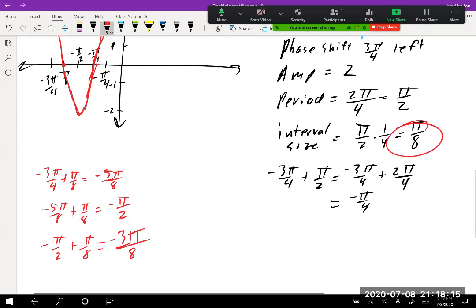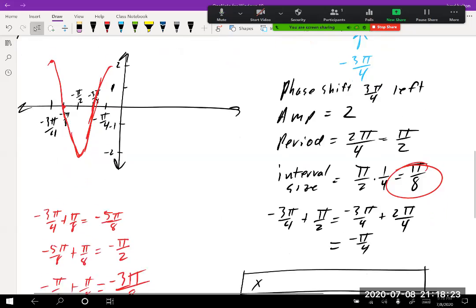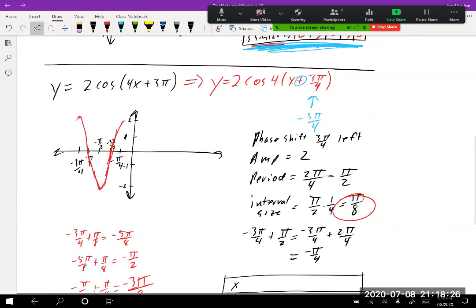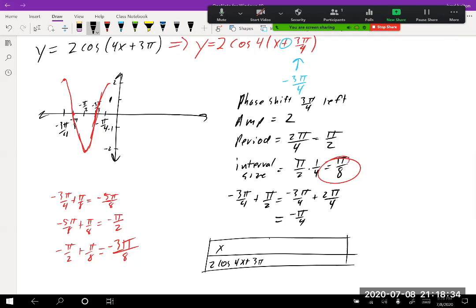But if you want, you could build your little table, right? You have your x, and then you have your 2 cosine of 4x plus 3 pi, and then go 1, 2, 3, 4, 5. Then you just plug in your values: negative 3 pi over 4, add an eighth to that, you get negative 5 pi over 8, add an eighth to that, you get negative pi over 2, add an eighth to that.